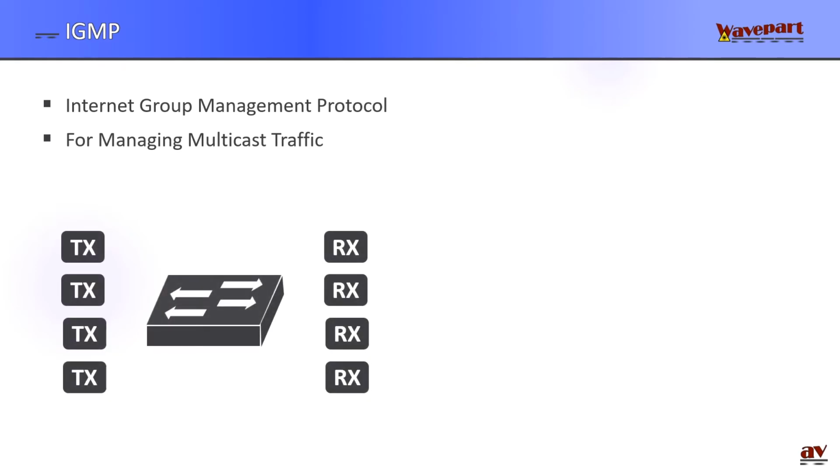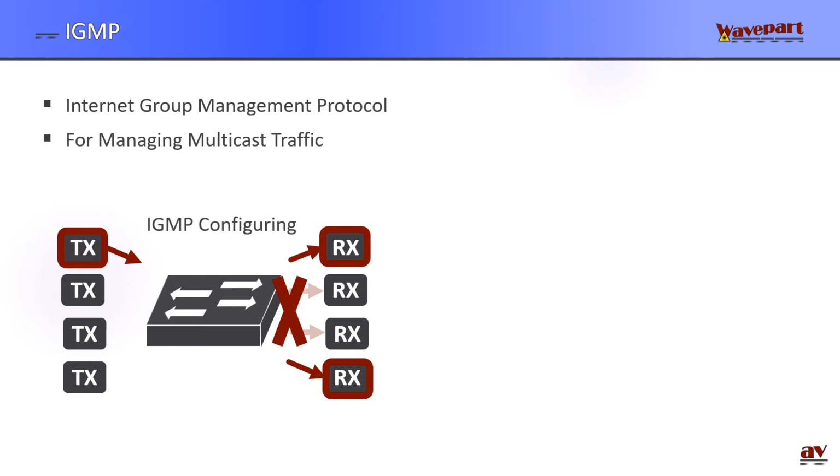I will give you an example. Here we have a switch, 4 transmitters and 4 receivers. Transmitter 1 is outputting a multicast stream and receivers 1 and 4 are interested in this stream. What we want to avoid is that the stream is also sent to receivers 2 and 3 to avoid wasted bandwidth. To do that, we have to configure the switch for IGMP.